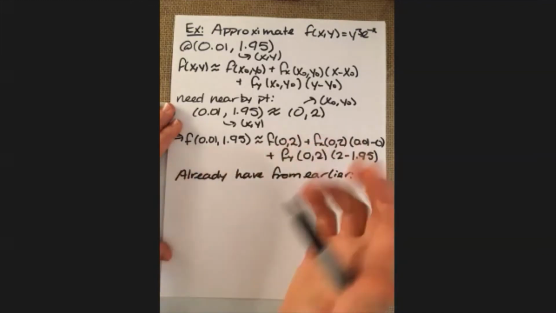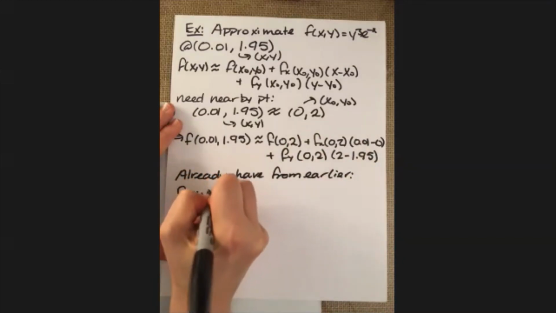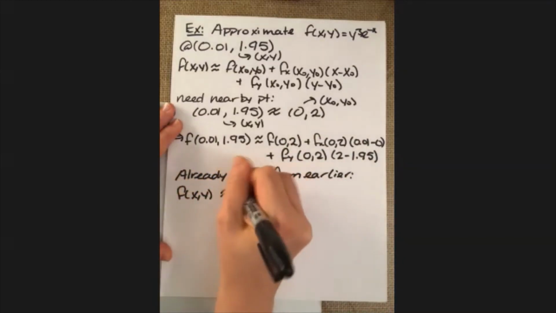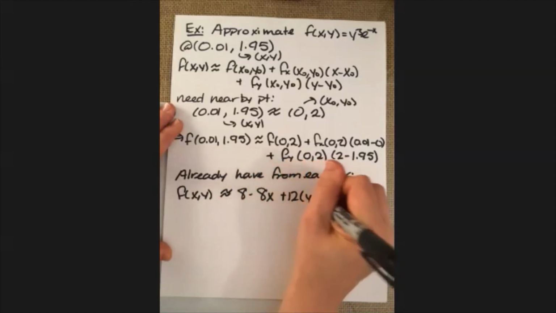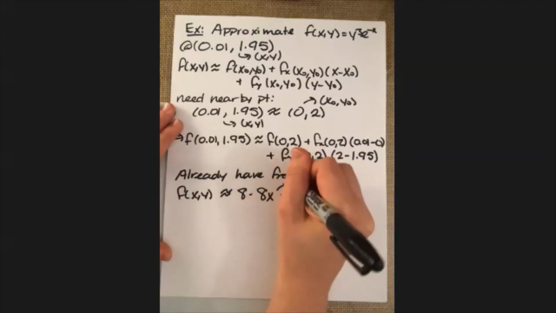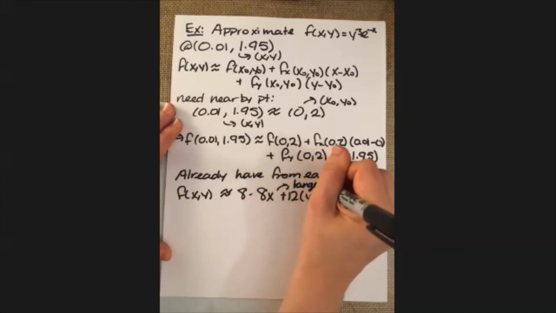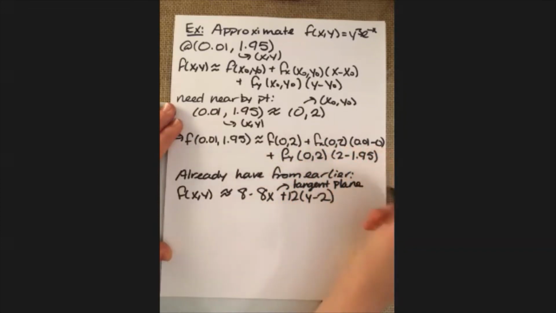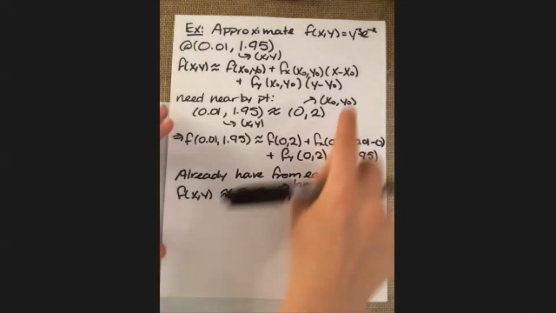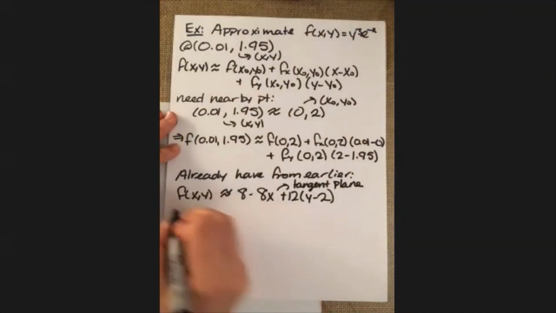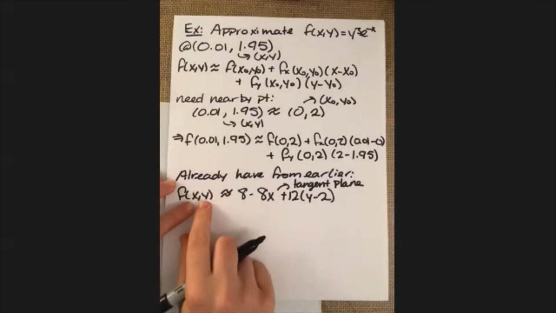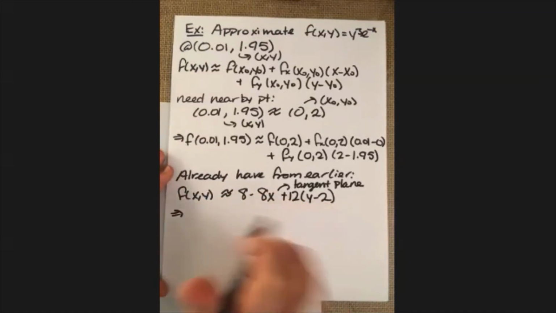So once again, we can reuse that information, and we have that f at xy is approximately equal to 8 minus 8x plus 12 times y minus 2. So again, this is the tangent plane equation from before, based at this same point for the same equation. So all we have to do then is plug in the x and the y that we've been given.